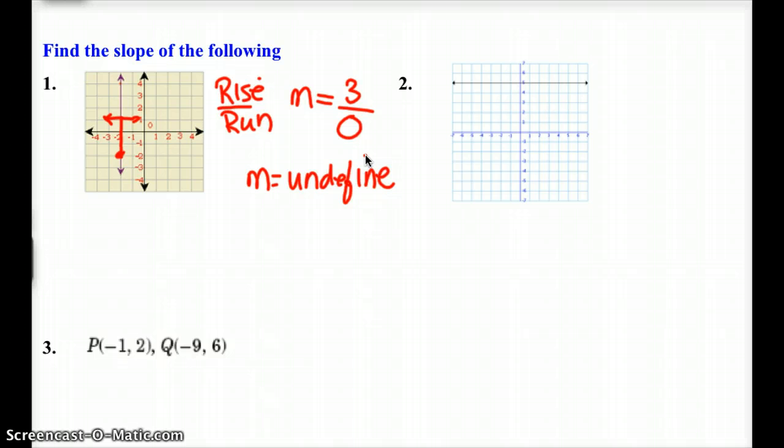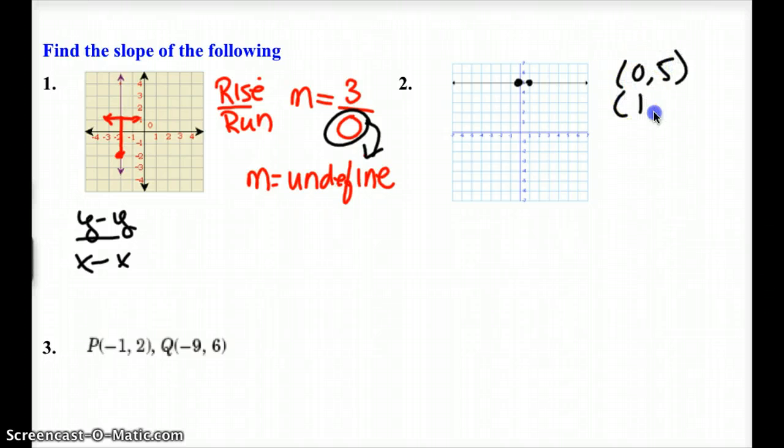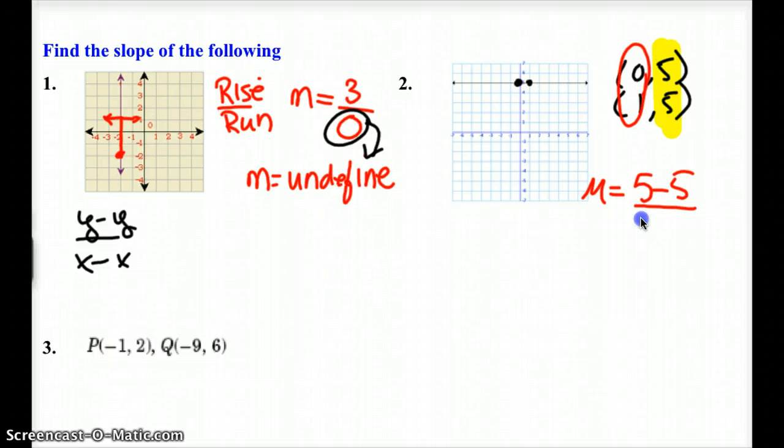Now, if you don't have a graph and you've got to go y minus y over x minus x, if you get the 0 on the bottom, it's undefined. Let's look at number 2. I'm going to grab this point here and that point there, and that would be 0, 5, and 1, 5. I'm going to take my y's and subtract them and put them on the top. So my slope is 5 minus 5. Take my x's and subtract them, 0 minus 1. So my slope is 0 over negative 1.